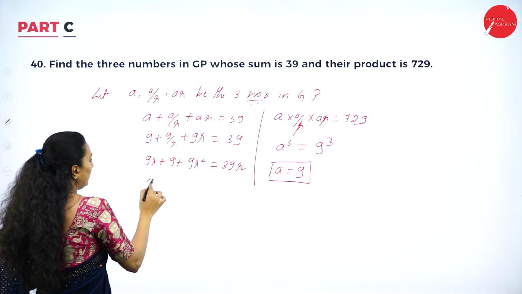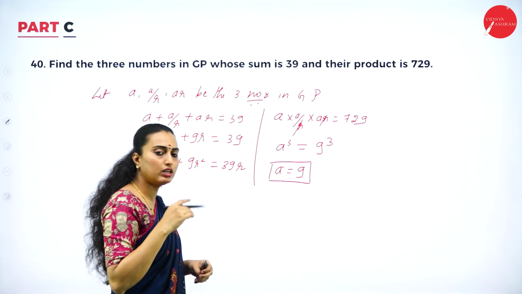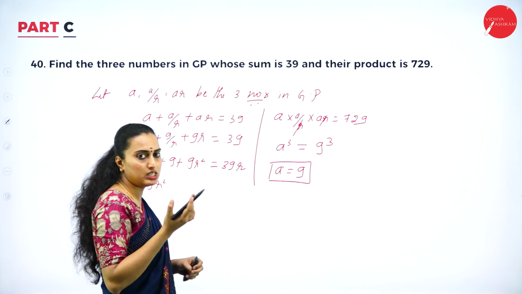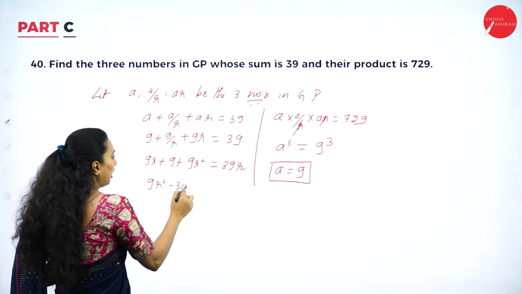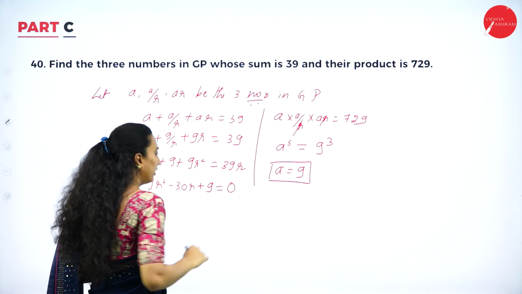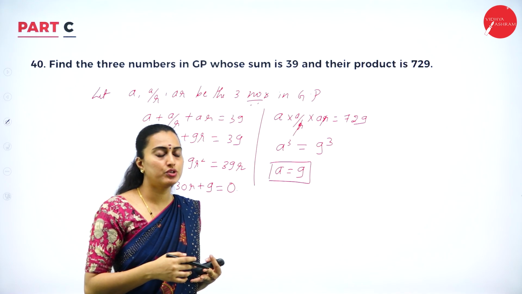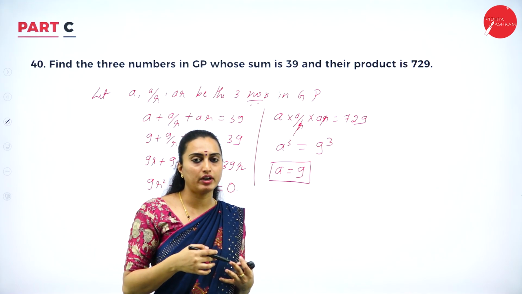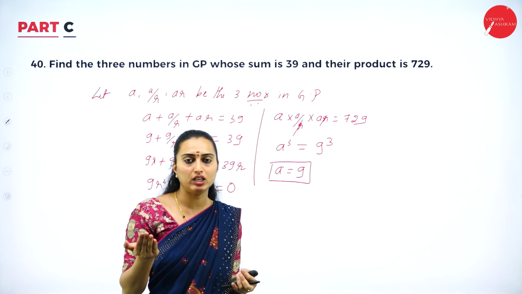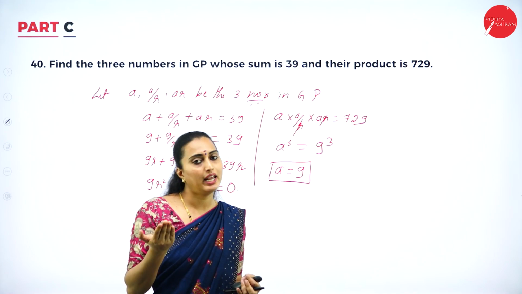Now you have 9r squared. If you take 39 to this side, it will become minus 39. 9 minus 39 will be minus 30. So 9r squared minus 30r plus 9 equal to 0. Correct. Now you can find the roots. If you multiply, you should get 81. If you add or subtract, you should get minus 30. The only possible case is 27 and 3. 27 plus 3 is 30 and 27 into 3 is 81.